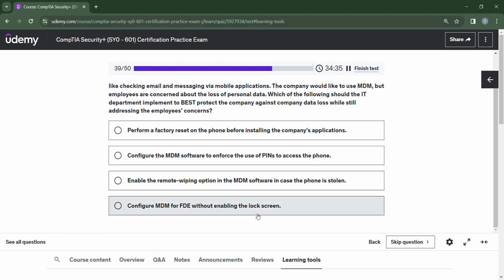So perform a factory reset. No, that's not it. Configure MDM software to enforce the use of pins. Enable the remote wiping option in case the phone is stolen. I think it's going to be enforce the use of pins.